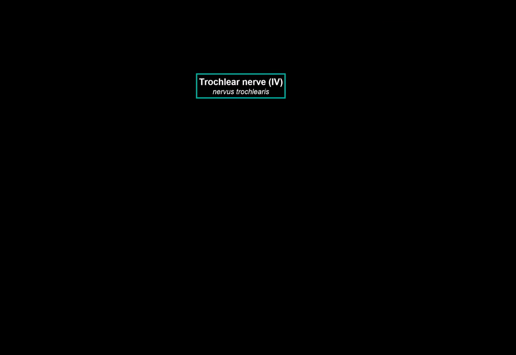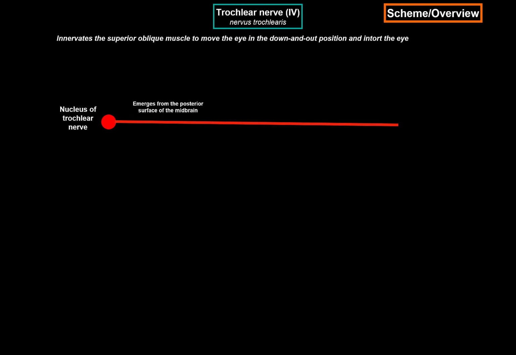Let's now do the fourth cranial nerve. The fourth cranial nerve is the trochlear nerve, and the trochlear nerve innervates the superior oblique muscle to move the eye in a down and out position and intort the eye. The nerve starts from a nucleus called the nucleus of the trochlear nerve. It also goes to the eye muscles, so it gives off general somatic efferent fibers.